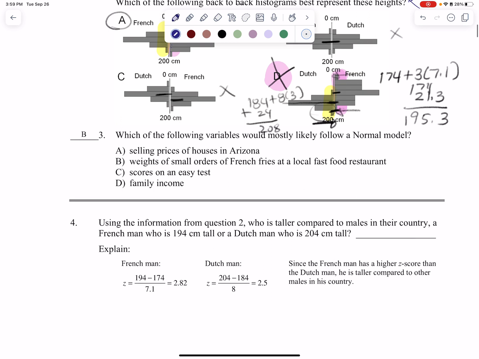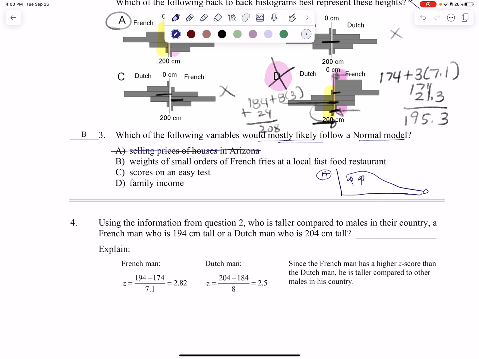Okay, so which of the following variables would most likely follow a normal model? Selling prices of houses in Arizona. Well, if you're comparing Arizona to Arizona, this is the same thing I think we talked about earlier. It's going to be right skewed, where most of your houses are, I don't know, $300,000, $400,000, $500,000 for the suburban type area. You're a little cheaper in an inner city type area, and then really expensive for the mansions that they have out there. So that's why it's not here. That would be A, skewed to the right.